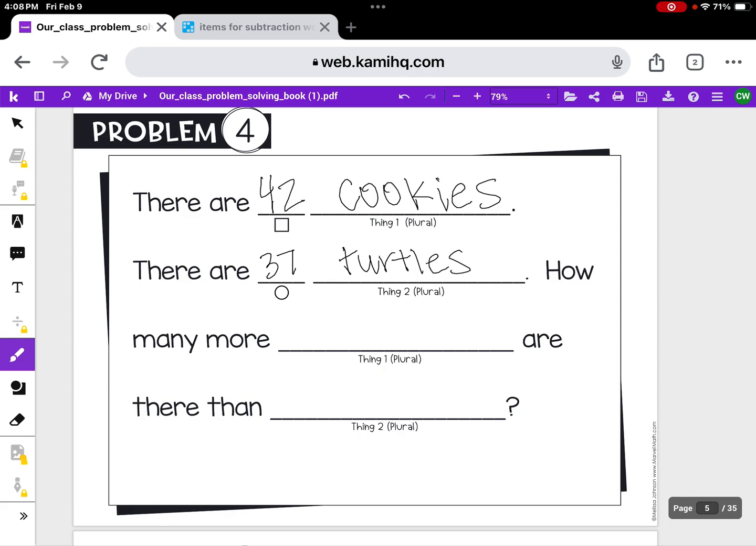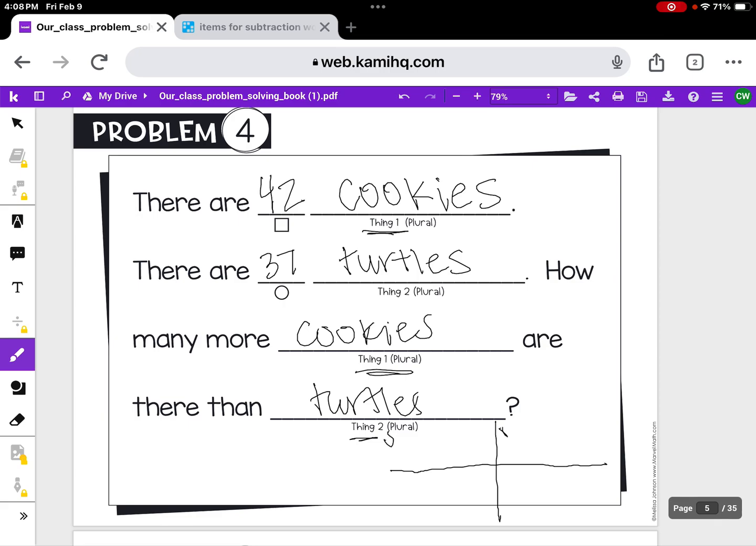How many more, and this is saying thing 1, so I go back to thing 1, cookies are there than, and then my thing 2 are turtles. Y'all are going to have room on the back of your paper to do the UPS check, but mine's going to be on the front. So if this is too much for you, it's not big enough, then flip your paper over and that'll be okay. So first I'm looking, how many more cookies are there than turtles?